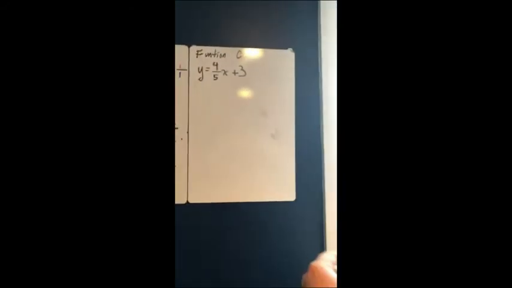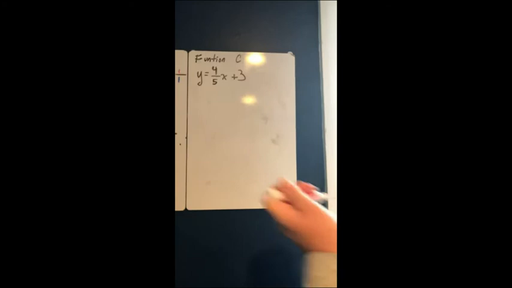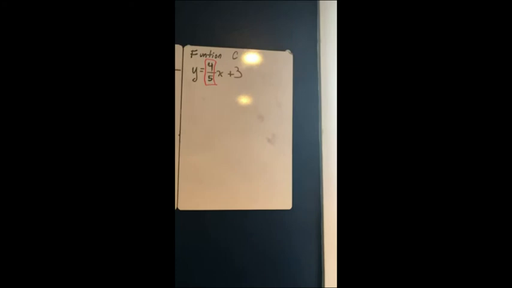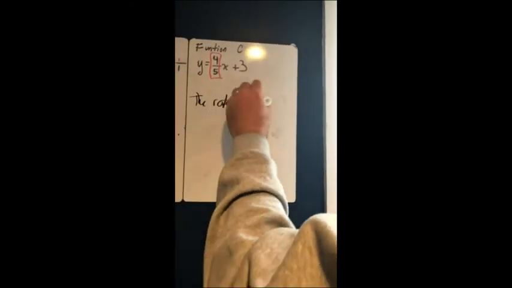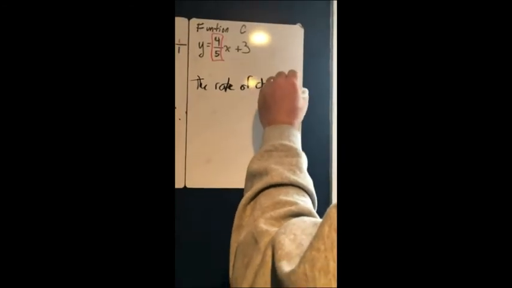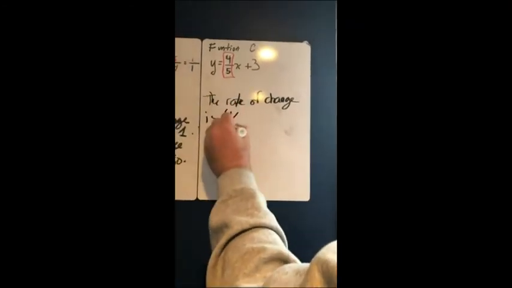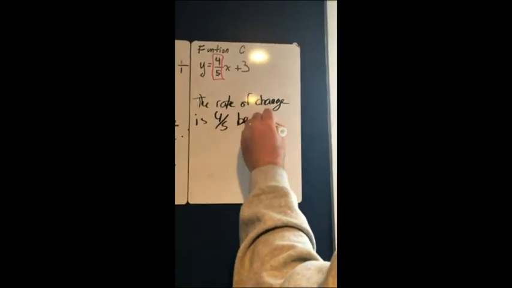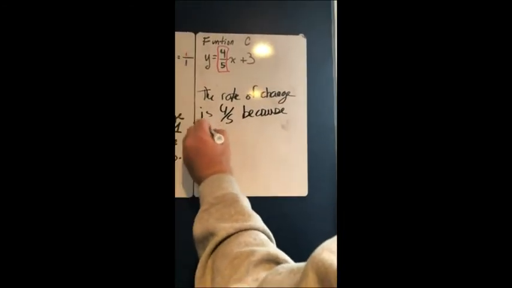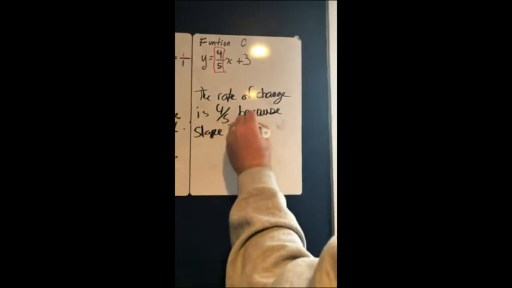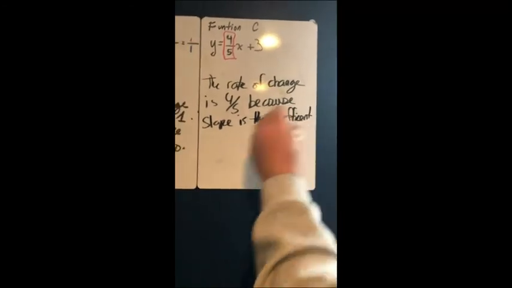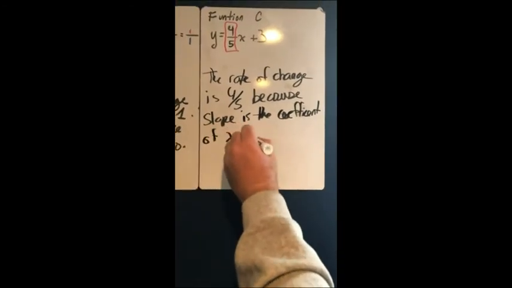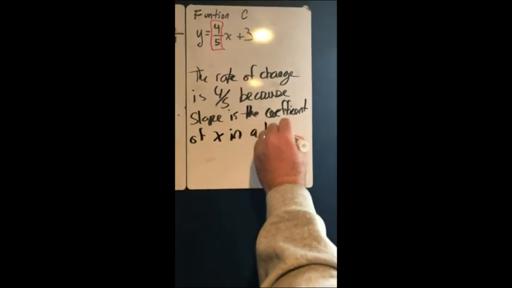function C, I'm going to look for the rate of change, the same place as the slope. So I can see here that the slope is the coefficient of x. So in function C, the rate of change is 4/5 because slope is the coefficient of x in a linear equation.